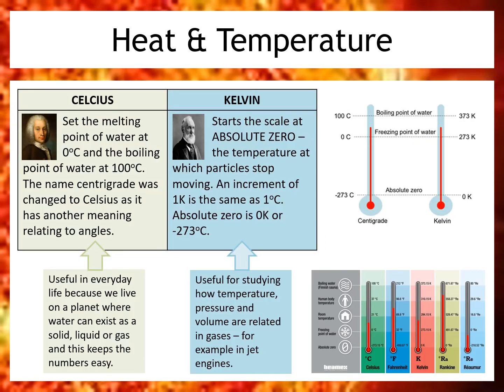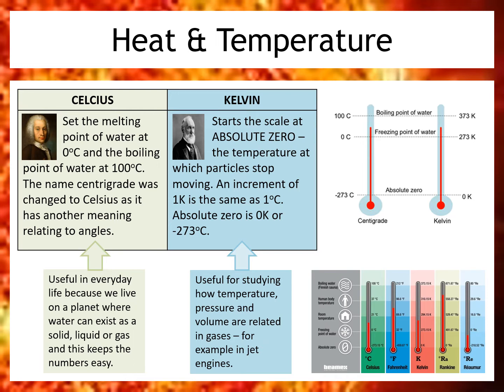So here we can see that the Celsius scale is the one that we tend to use in everyday life. And the reason it's particularly useful is that water exists on our planet as solid, liquid or gas. And so whether we're looking at the solid ice at minus perhaps 3 or 4 Celsius, whether we're looking at liquid water between 0 and 100 Celsius, or steam or water vapour at above 100 Celsius, those numbers are relatively easy for us to use.